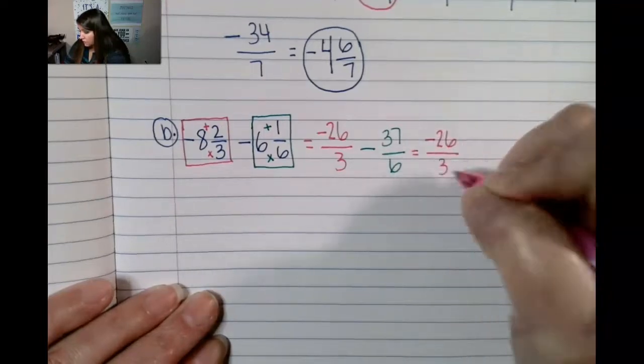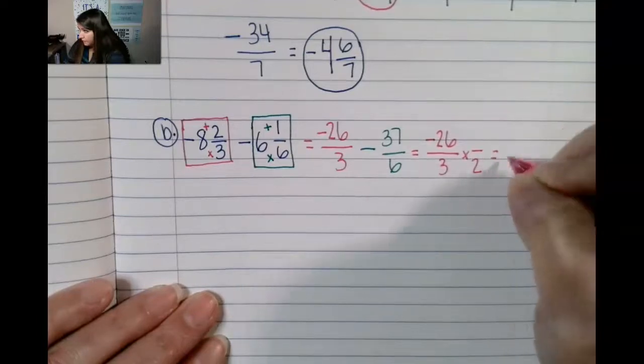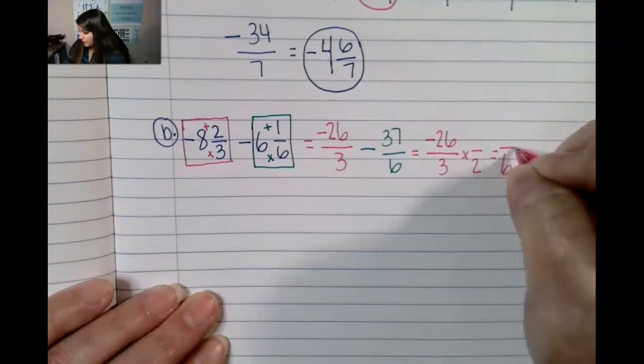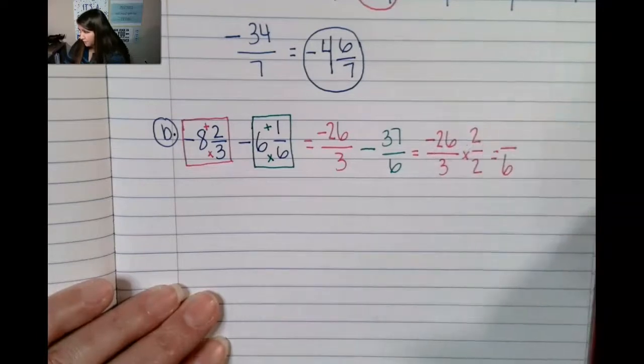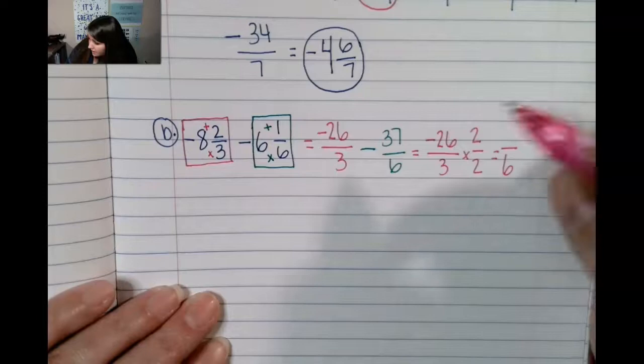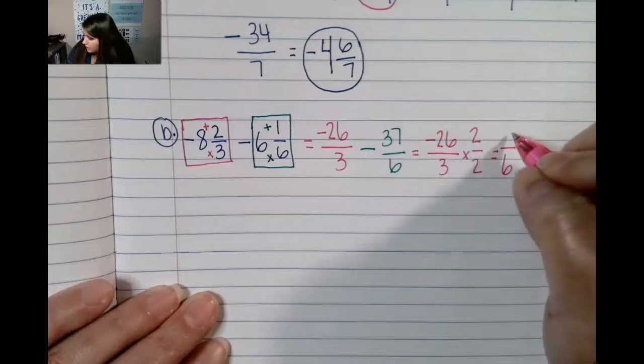-26 over 3, and I can go to 6 by multiplying by 2 on the bottom. That gives me a 6. And then by multiplying by a 2 on the top. So now I can do both of these. So 6 times 2 is 12.